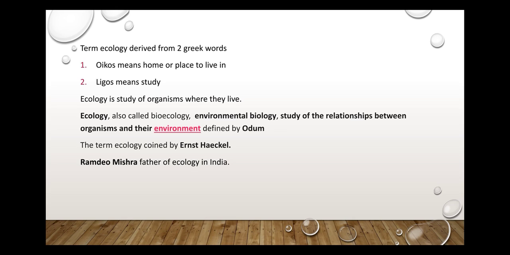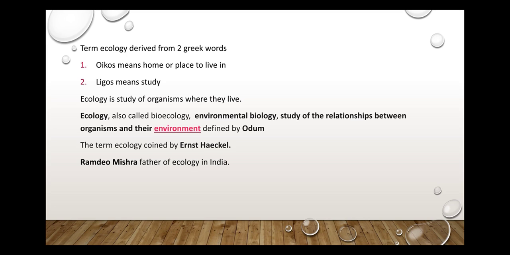So, ecology is derived from two Greek words. First is oikos and second is logos. Oikos means home or place, or in short we can say it's a habitat of a particular organism in which they can live or survive, and logos means the study. So ecology is the study of organisms where they live.